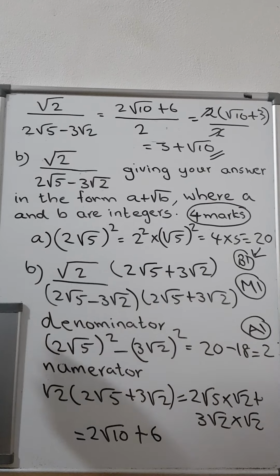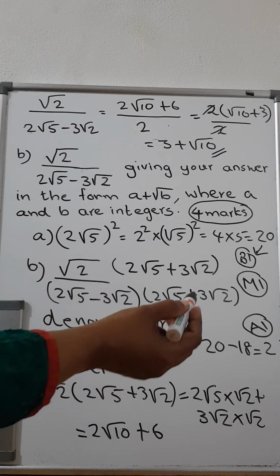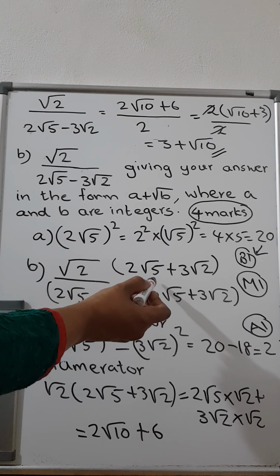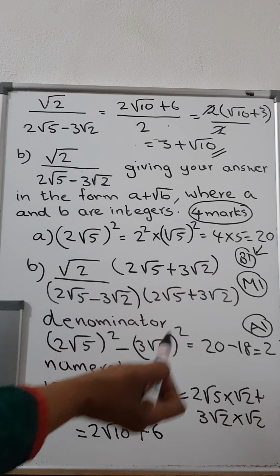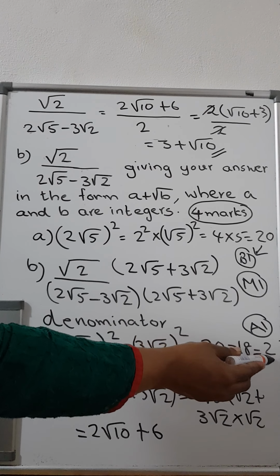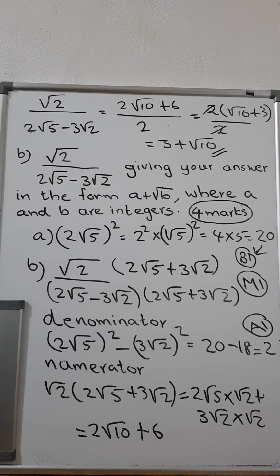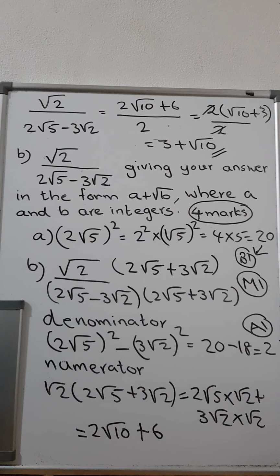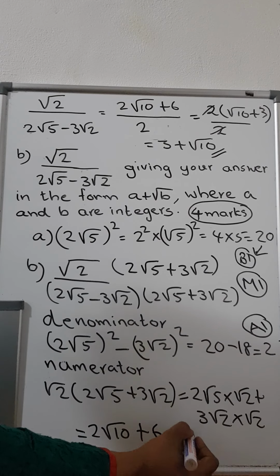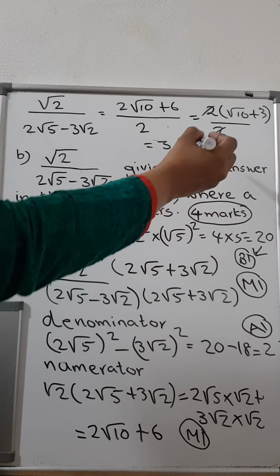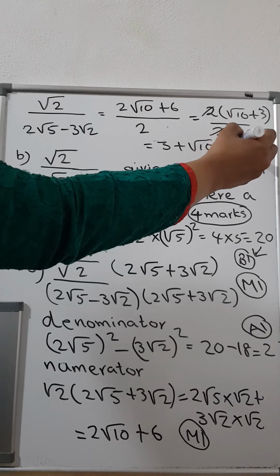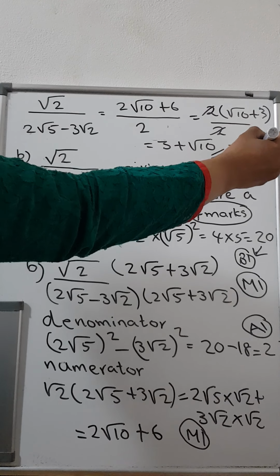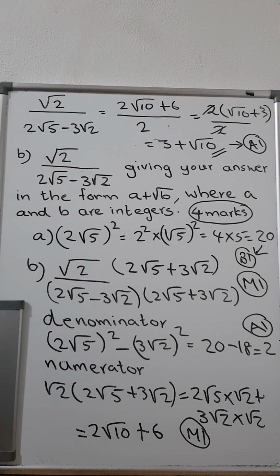Both are integers. Now you see we have already seen when we try to rationalize the denominator we are getting 1 method mark. For getting the denominator as 2 we are getting 1 accuracy mark. Then for simplifying the numerator we are getting 1 method mark and getting the final answer as 3 plus root 10, we are getting 1 accuracy mark. So totally we are getting 4 marks here.